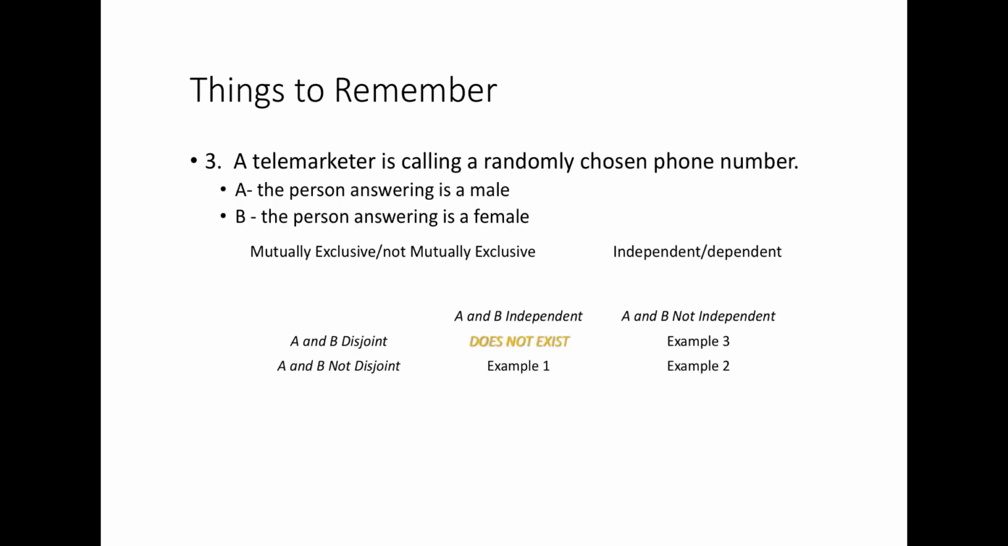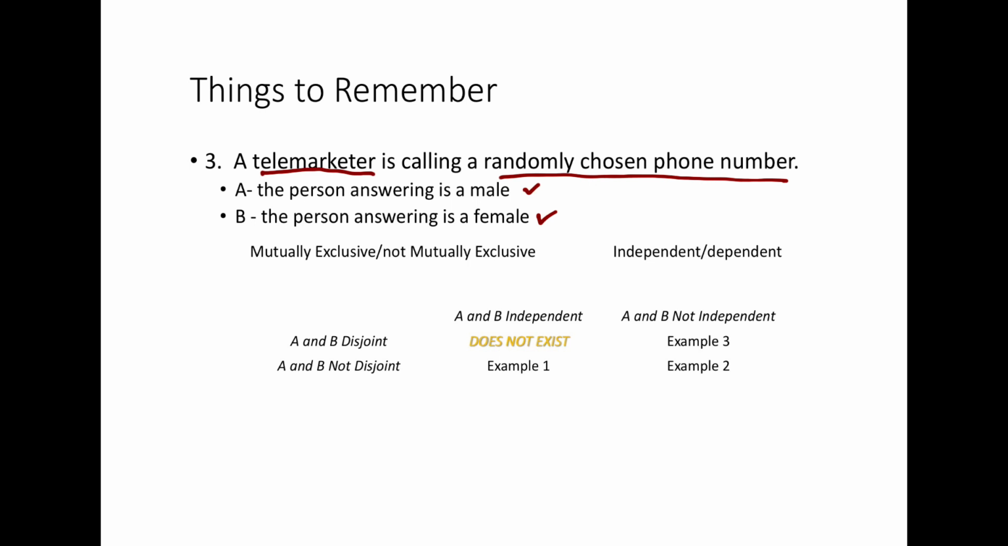Now let's look at a single trial. And this is where it gets a little dicey. But let's say we have a telemarketer and they are calling a randomly chosen phone number. So we are only calling one phone number. Event A is the person who answers the phone is a male, and event B is the person answering the phone is a female. Are they mutually exclusive?